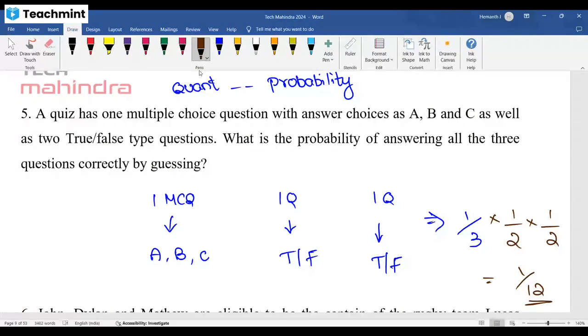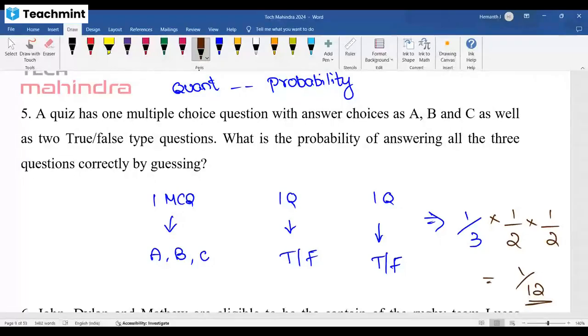First one, maybe B is the correct one out of these 3. So probability is favorable out of total. Favorable is only 1 correct answer out of the total 3. Here also 1 correct answer out of 2, 1 correct answer out of 2. Right, answering all, don't do plus. If you do plus, the probability will be more than 1, that's a blunder mistake.